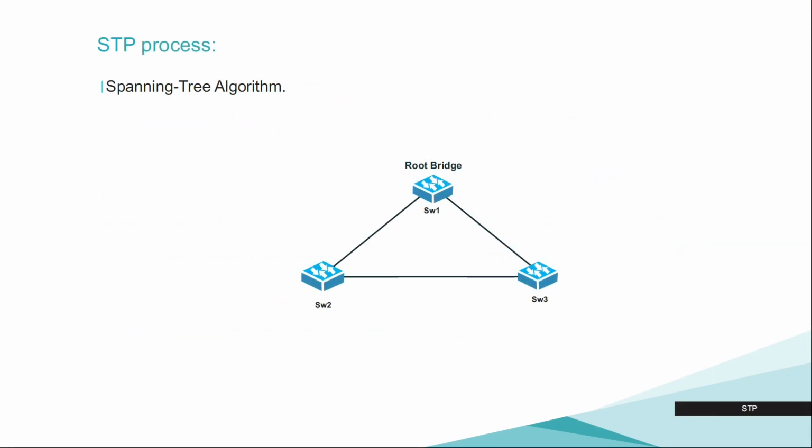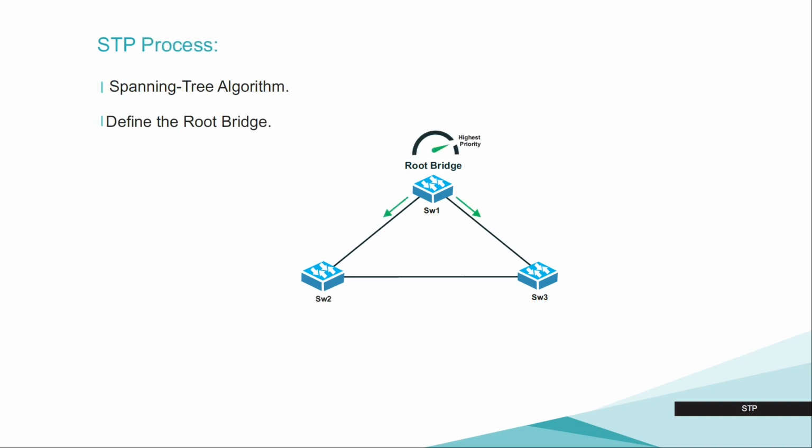So let's see how the spanning tree protocol will work in our network in order to prevent the loop. First, STP uses an algorithm called STA, which is the spanning tree algorithm, in order to define the blocked port. STP will use the STA algorithm in order to define a switch, and this switch will be called the root bridge. Based on the root bridge, spanning tree protocol will determine the blocked port.